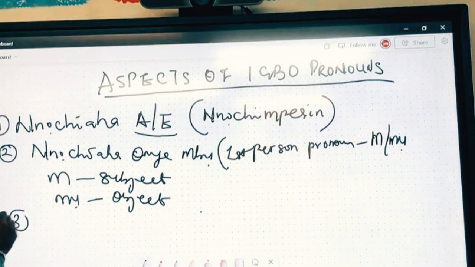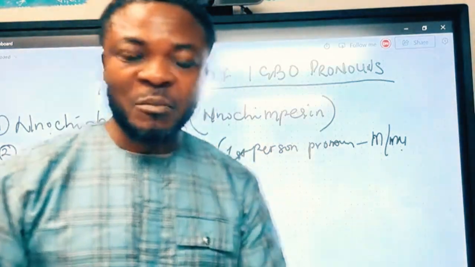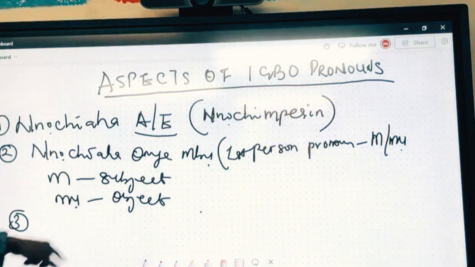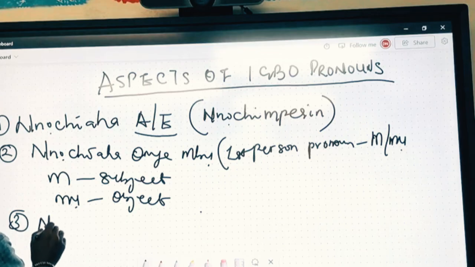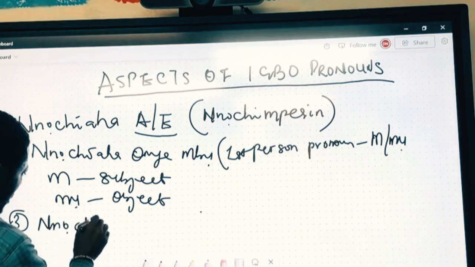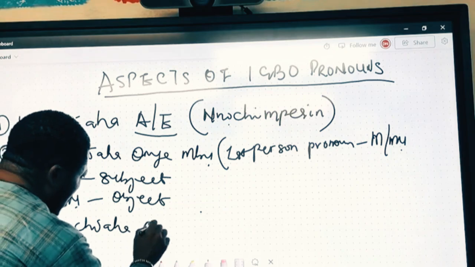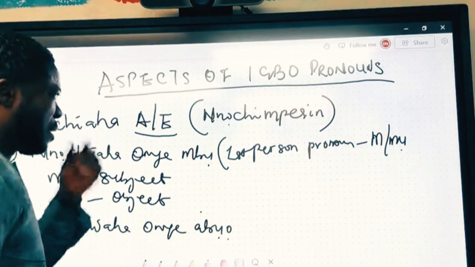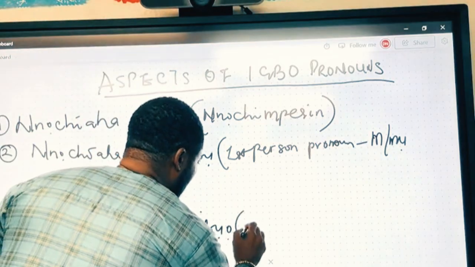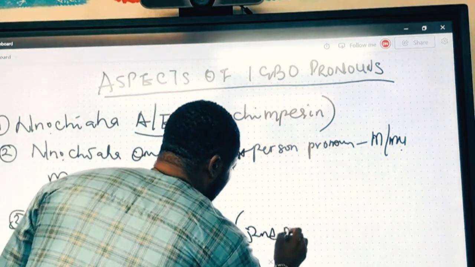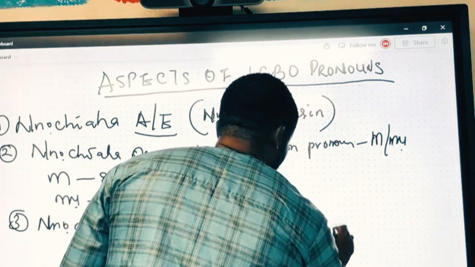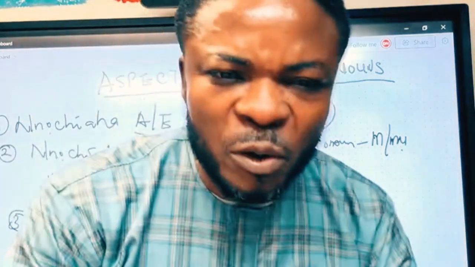The third one, in the order that I'm writing it, not necessarily that's how it is, is Nnọchiaha onye abụọ, which is second person. When the second person is narrating a story, or when we are talking about a second person, when a second person is the one telling the story.